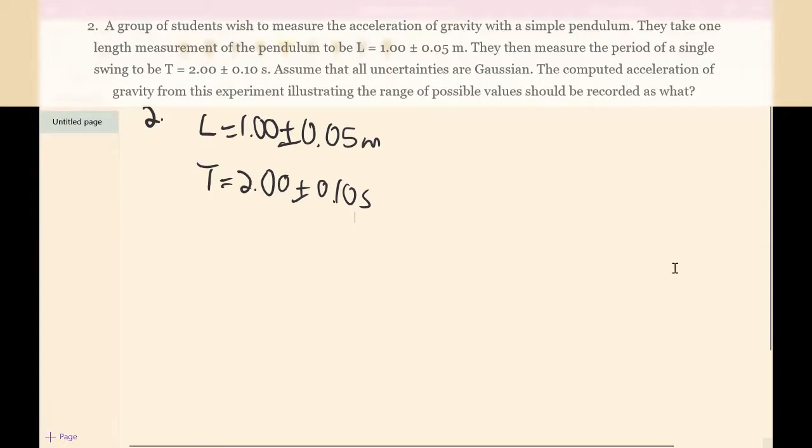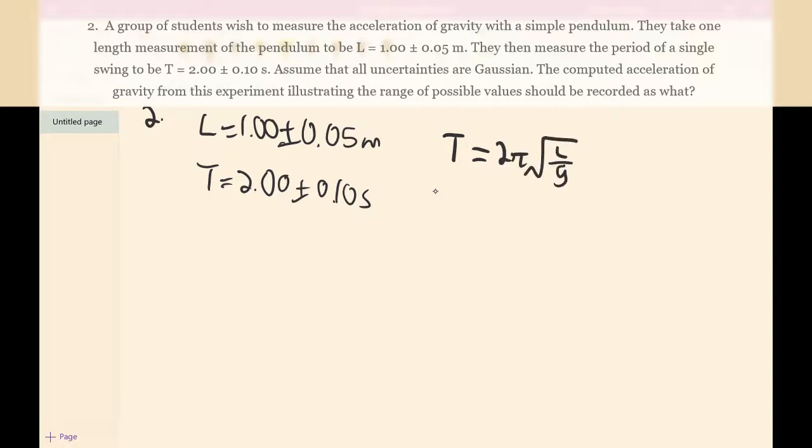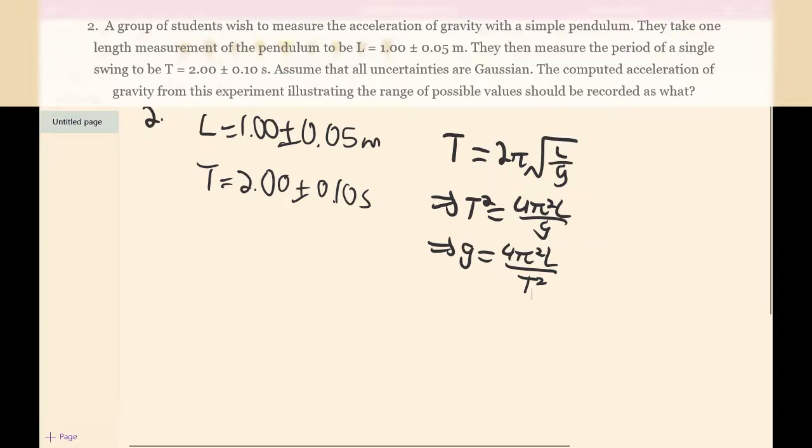Okay, so now we know that for a pendulum, the relationship between the period T and the length L is T equals 2 pi times the square root of L over g. This means that T squared is equal to 4 pi squared L over g, so g is equal to 4 pi squared L over T squared. Now we want to find the uncertainty here.